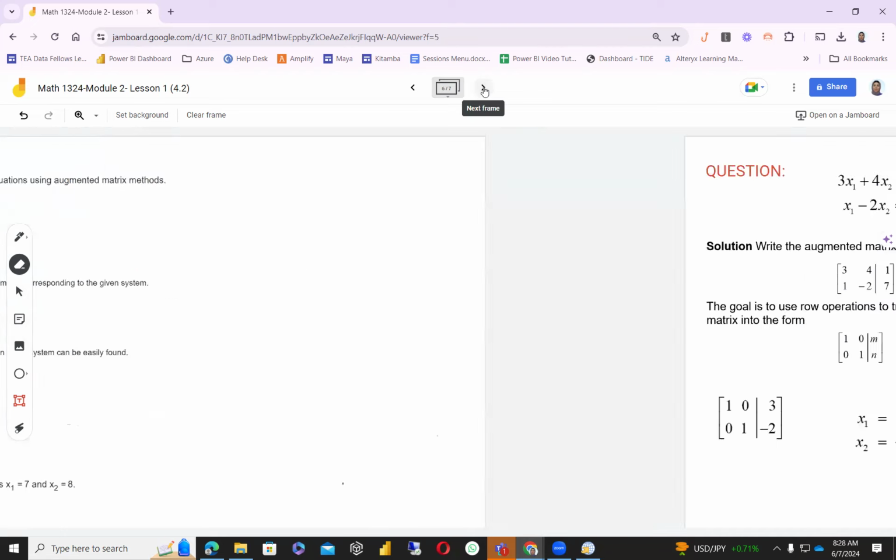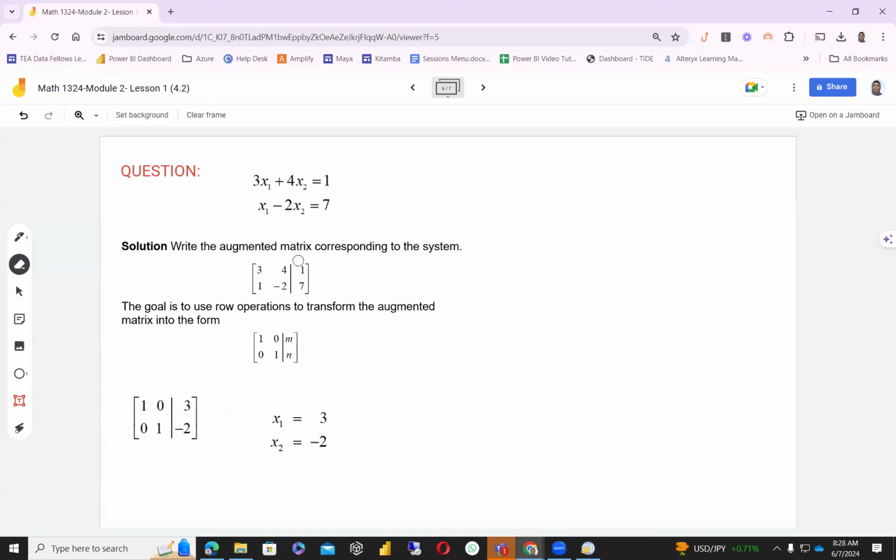I'm going to model one more example before I finish this video, a similar question here. And then we're going to first write an augmented matrix, 3, 4, 1, 1, negative 2, 7. Again, our goal will be changing to this format so we can solve the equations. When you do the necessary row operations, the matrix is supposed to look like this now. So x1 becomes 3 and x2 becomes negative 2. And this is how you're going to handle section 4.2.